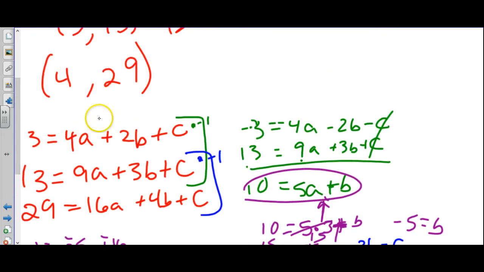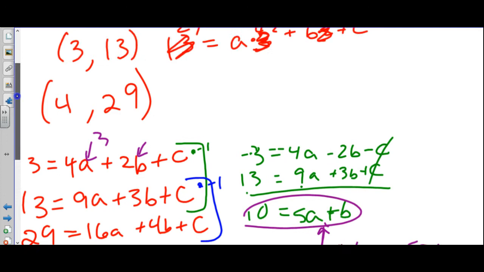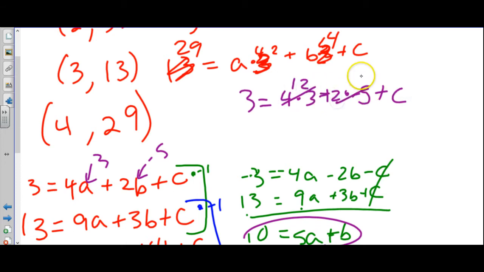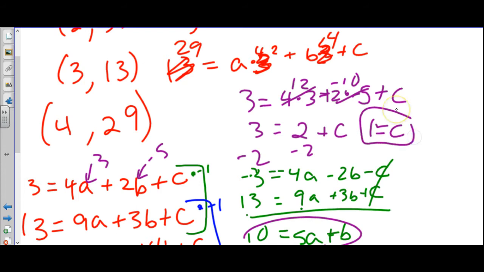Then we go back to one of our original equations and plug in what we get for a and for b to find c. So we get 3 equals 4 times 3 plus 2 times negative 5 plus c. 4 times 3 is 12. 2 times negative 5 is negative 10. 12 minus 10 is 2. Minus 2 from both sides. So 1 is equal to c.